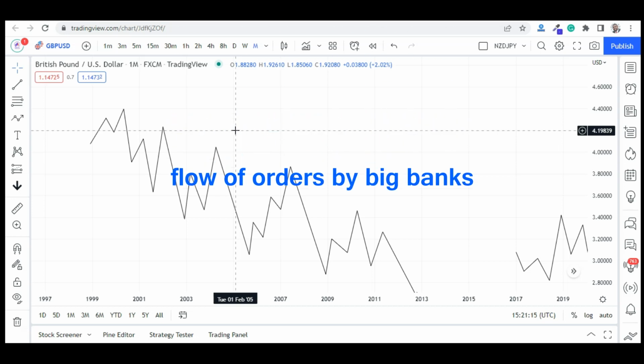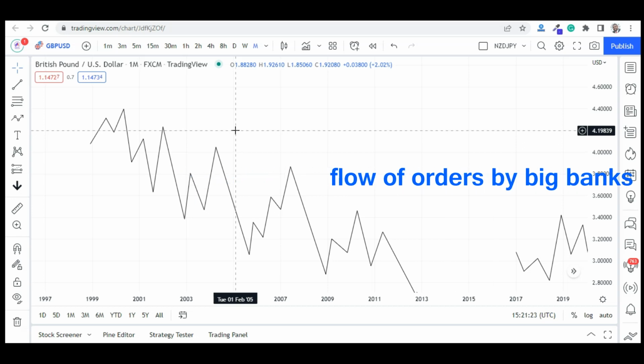So without wasting time, institutional order flow is simply the flow of orders by the big banks, the smart money. Where are they taking orders? Are they bullish or are they bearish? If they are bearish, then we have a bearish institutional order flow. If they are bullish, we will have a bullish institutional order flow.